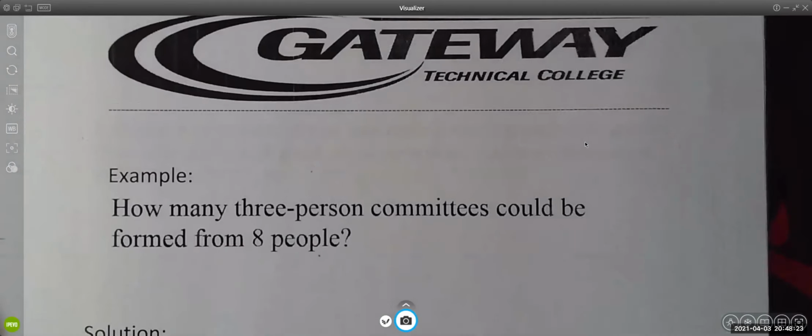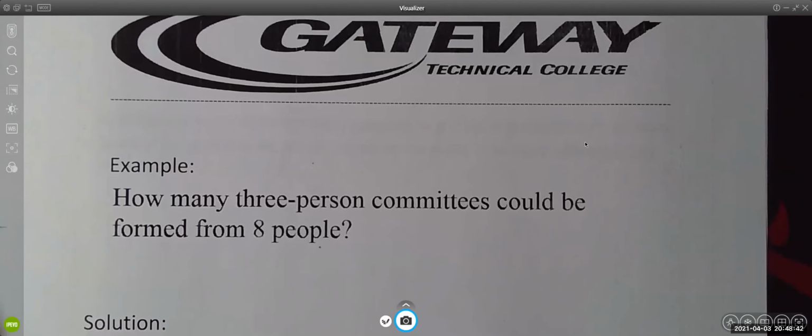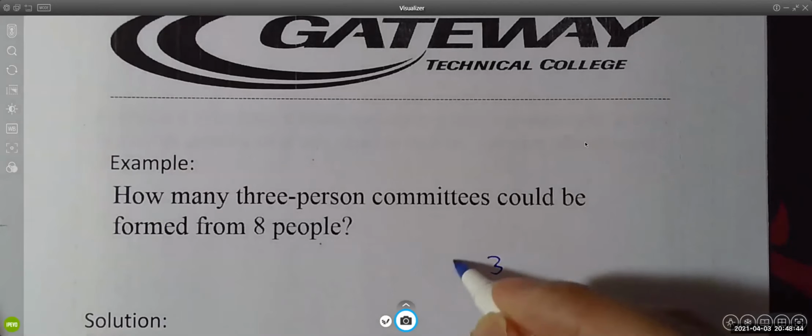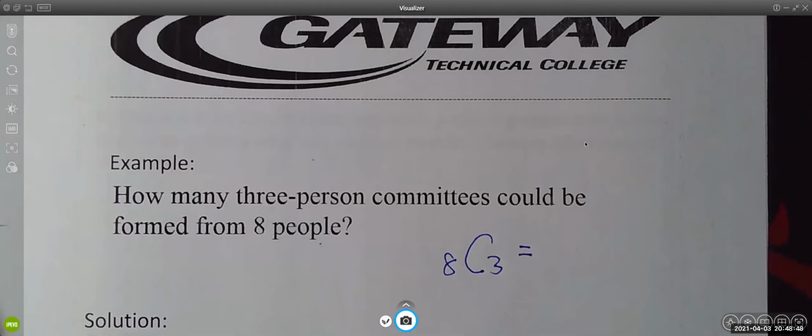Now let's look at another one. How many 3-person committees could be formed from 8 people? Again, we just form a 3-person committee. We just select 3 people out of 8 people. They didn't mention that these 3 people play different roles or assume different positions, right? So order doesn't matter in which these 3 people are selected. So select 3 out of 8, order doesn't matter. That's all it takes.